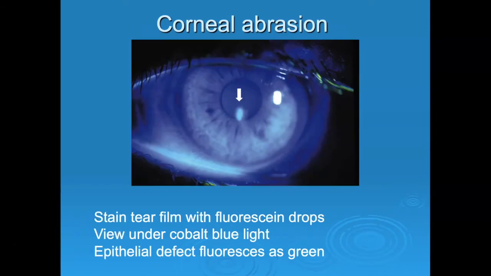Sometimes you don't get any foreign body, but the corneal epithelium has been scratched. The eye is exquisitely sensitive to pain, and even the slightest abrasion, such as that seen here under blue light with fluorescein dye, can feel very uncomfortable. If you instill local anesthetic eye drops, you can diagnose this and treat it conservatively, sometimes with antibiotic drops.